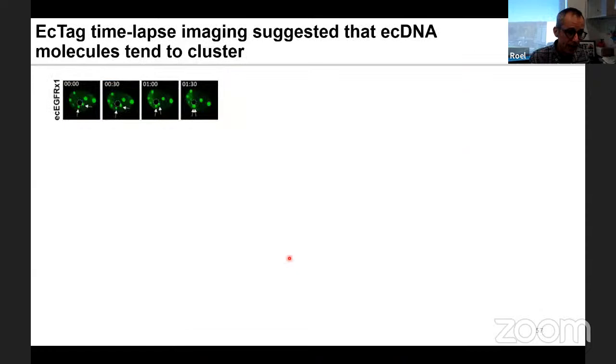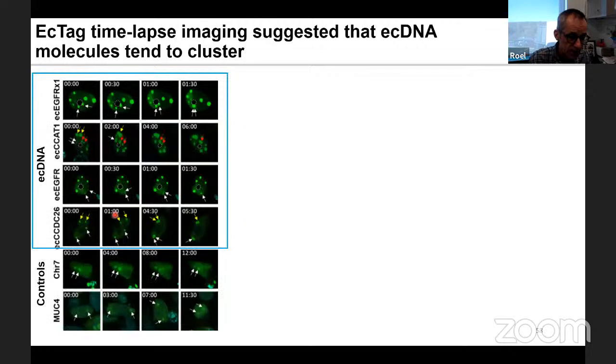Using ecTag and time-lapse imaging, we also noticed that ecDNAs tend to converge to the same location within the nucleus. So this is one such example over a short time series of two ecDNA signals coming together. And we have other examples where ecDNA signals come together, and we never really observe that for chromosomal signals.